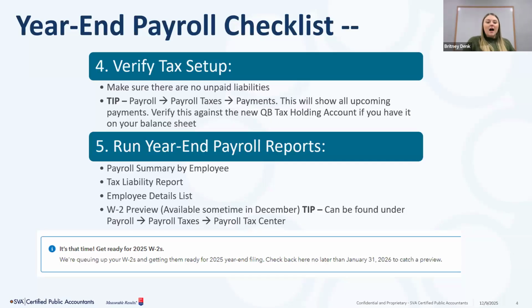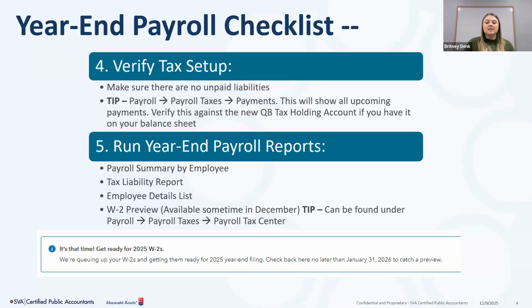So number 5 on our checklist is to run year-end payroll reports, and just to keep them. I would recommend running those reports on the screen: your payroll summary by employee, your tax liability report, your employee details report, and then I would save a copy of the W-2 preview. If it's not available already, it will be available sometime in September.